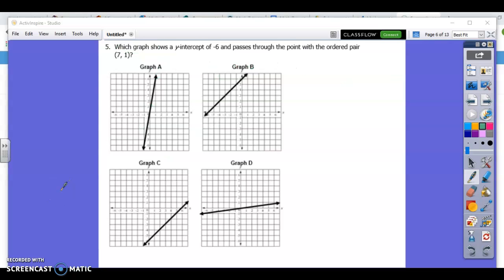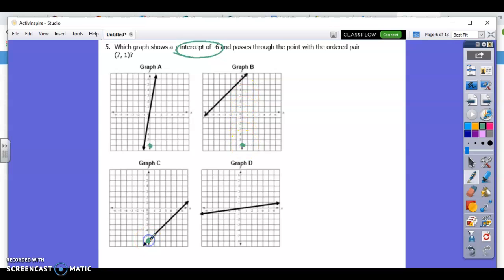Number 5, which graph shows a y-intercept of -6 and passes through the point with the ordered pair of 7, 1? So I always check the y-intercept first, so I go to the y-axis and I find -6: 1, 2, 3, 4, 5, 6, and the line does not touch there. I go down to -6, there's no line there.